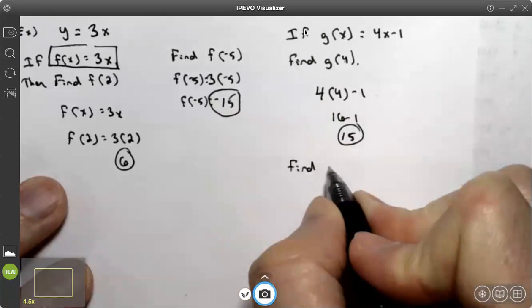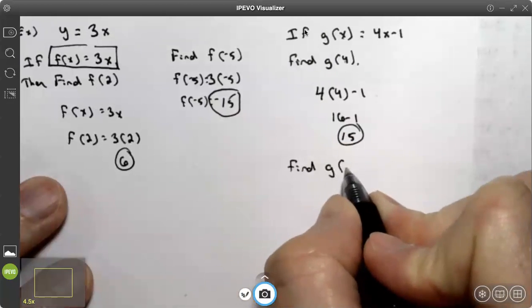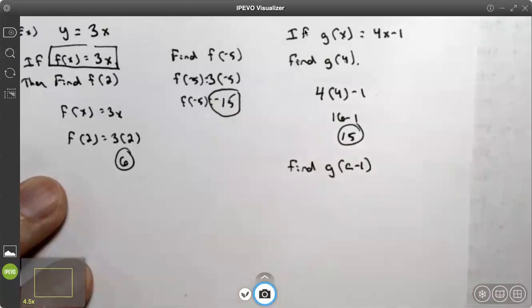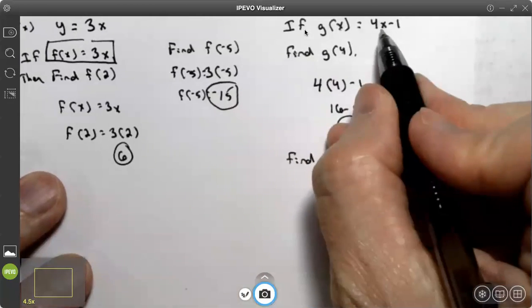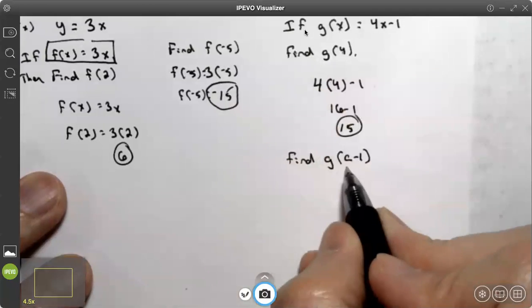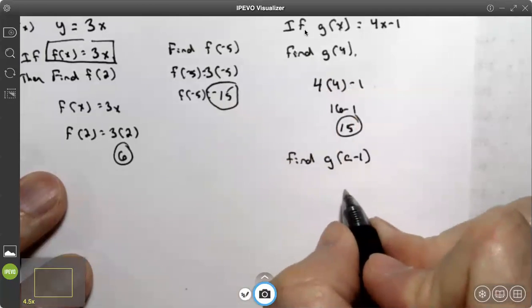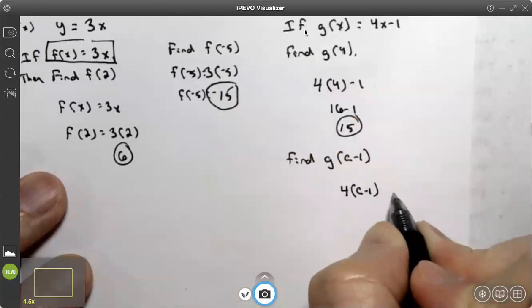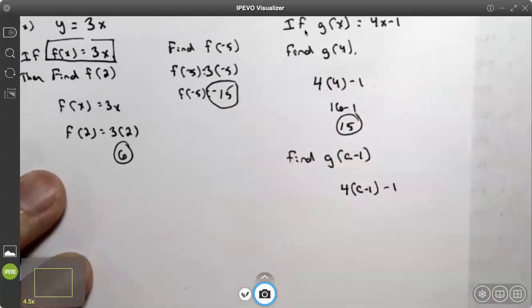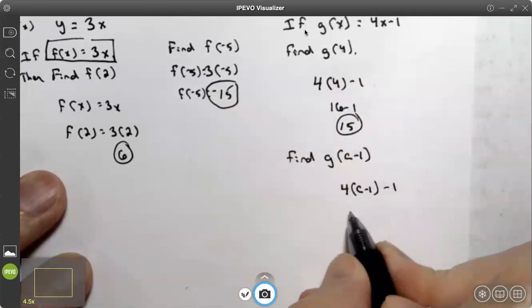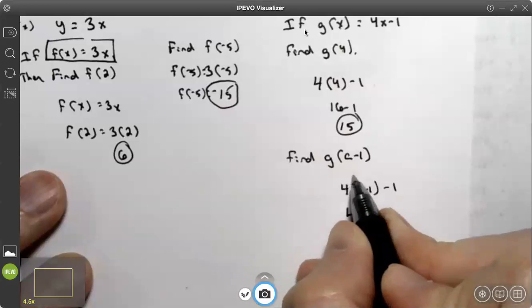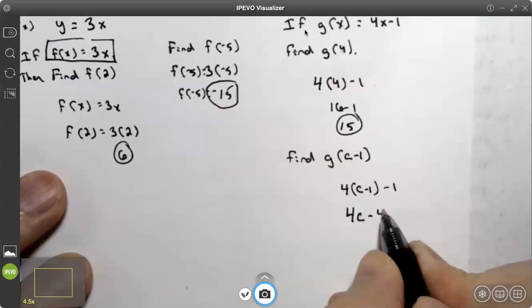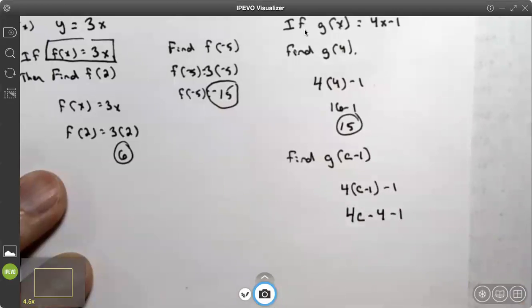Find g of c minus 1. So everywhere I see x, I'm going to replace it with c minus 1. So instead of 4x minus 1, I'm going to replace that x with what it tells me to, c minus 1, and I'm going to work it out. 4 times c, distributive property, is 4c. 4 times -1 is -4. And I bring down this -1. I've got like terms here. So my answer is 4c minus 5.